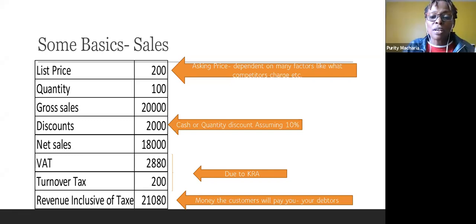So that is what we call a sale. Your debtors will be reading 21,000, but your sale will be only 18,000, and you know why, because you can come up together with that figure.